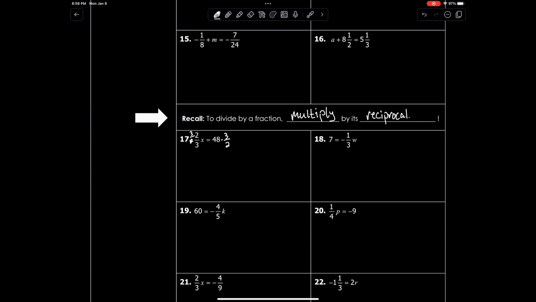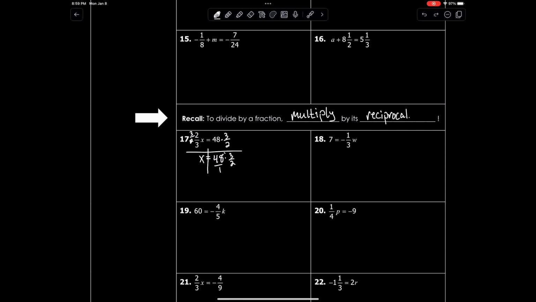So on the left side, this is just gone. Go ahead and draw your wall. On the left side, the 3/2 and the 2/3 cancel out because you are multiplying by the reciprocal. So you're just left with 1x, and then you have 48 times 3/2. Now, if you want, you can just multiply across the top and the bottom. 48 times 3 across that way, and then 2 times 1 that way, and then reduce.